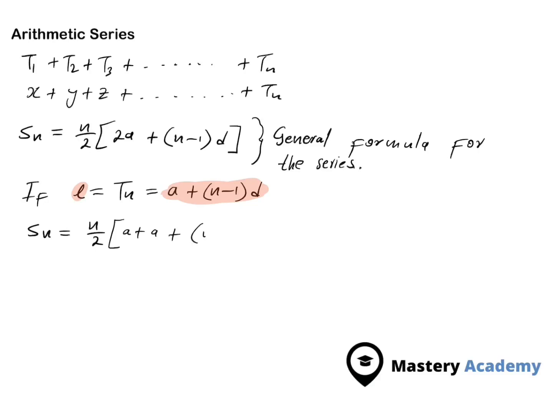And then this one is plus (n − 1)d. Now this part is what I'm looking for here. So it is exactly the same as this. So we can replace this by L, by that L. And then Sn is equal to n over 2 (a + L).